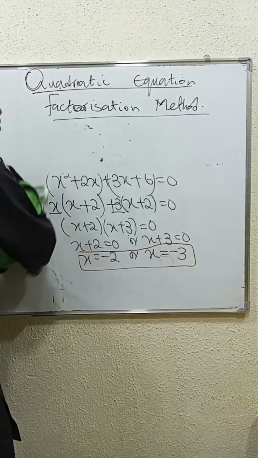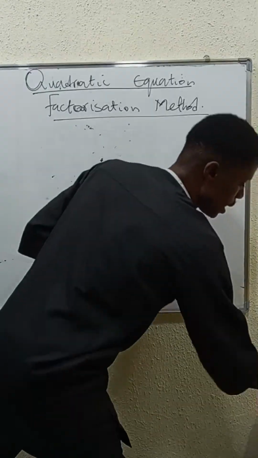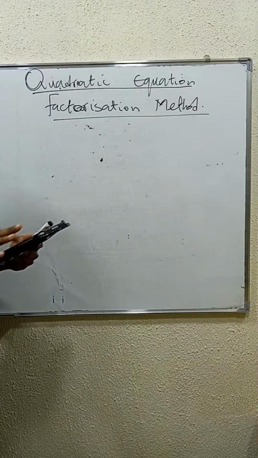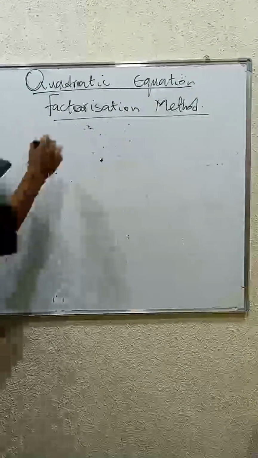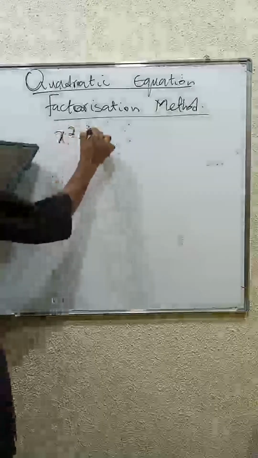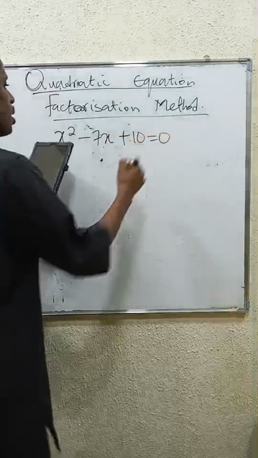So these are the possible solutions for x. So let's take a good look at another problem. This is just the first. So the next one we have is x squared minus 7x plus 10 is equal to 0.